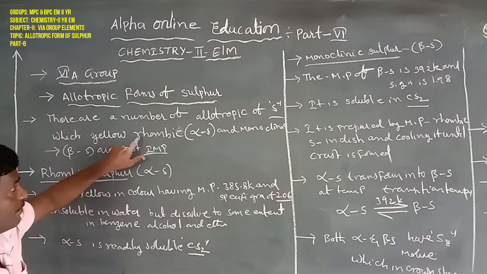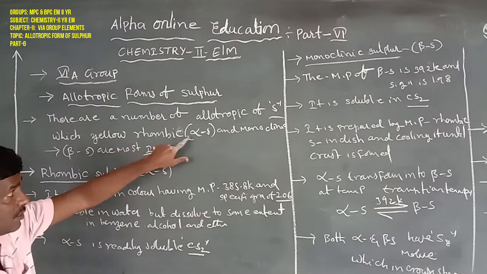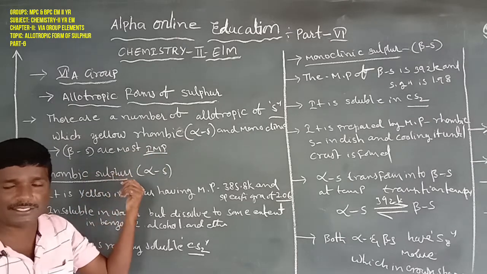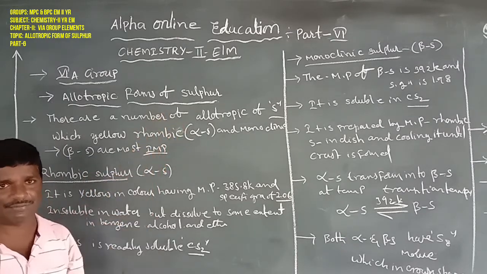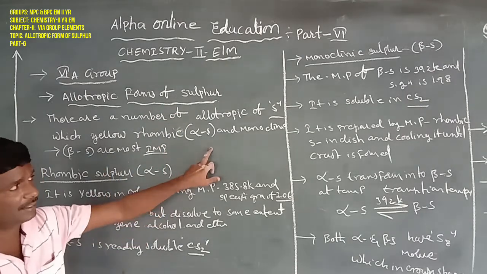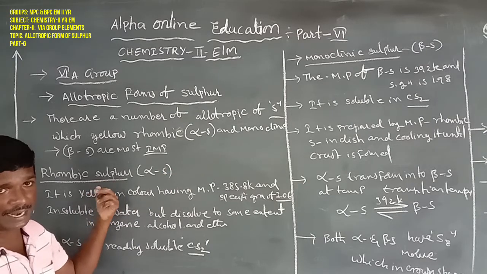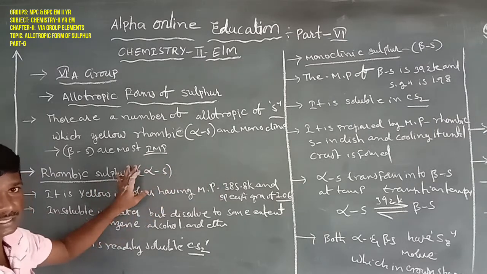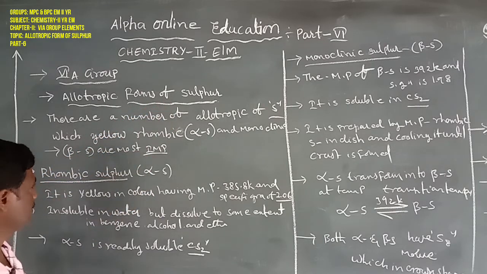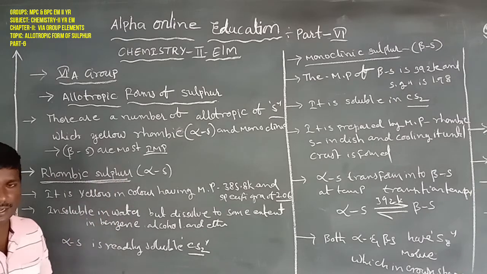But the alpha yellow rhombic sulfur and the monoclinic sulfur, that is alpha sulfur and beta sulfur, are the most important allotropic forms of sulfur. The first one is rhombic sulfur, or alpha sulfur.